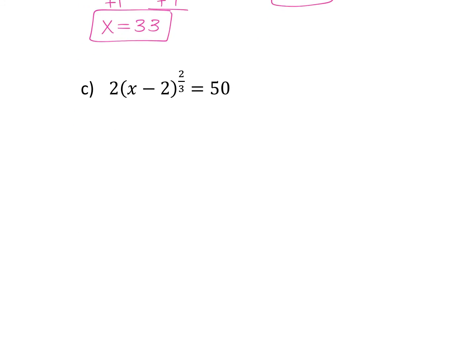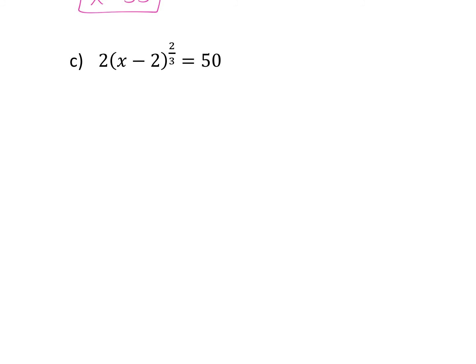Okay. All right, letter C, last one, and you got to be a little bit careful with this one. This is something that gets overlooked a lot. I'll show you as we go, but here it is. So for this one, if we're dividing by 2, we get x minus 2 to the 2/3 power equals 25. Okay, what's your next step? Tell your neighbor. Right, take the whole thing to the reciprocal power, to the 3/2 power.